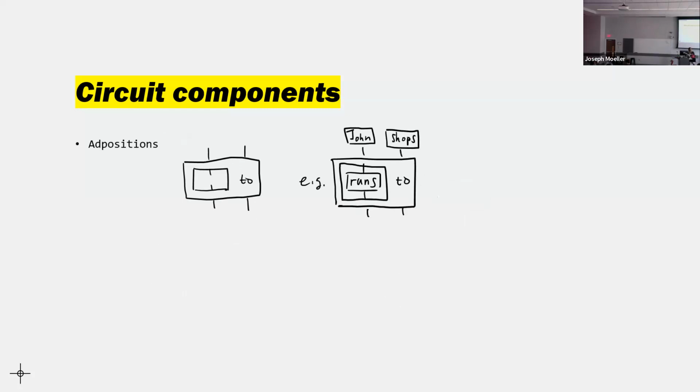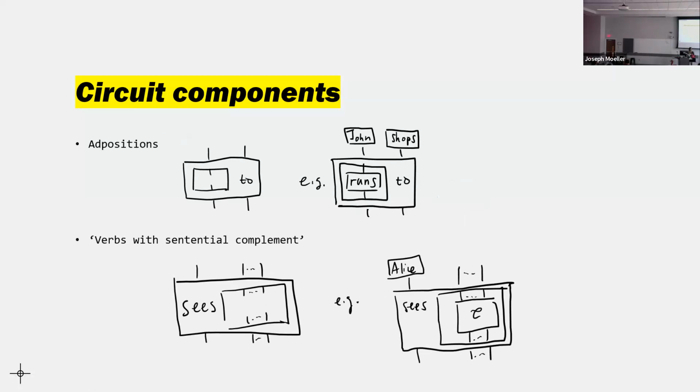Some more things: adpositions are also a very important part of speech. So the example here is John runs to the shops. And the idea with adpositions is that it links something to something else. And here you bring in this additional noun into this gate. We also had something we called verbs with sentential complement, which the sees from before was an example of, where you have, again, a frame that takes in some arbitrary circuit, and then you can plug things in as you will.